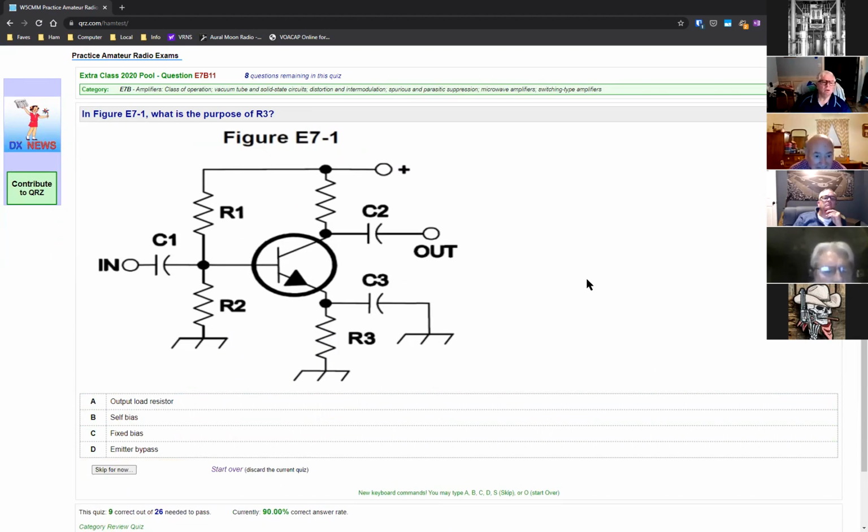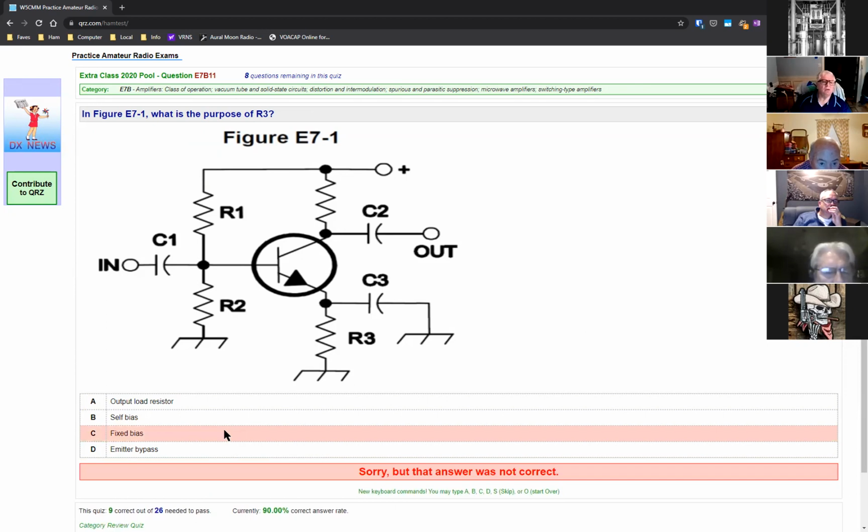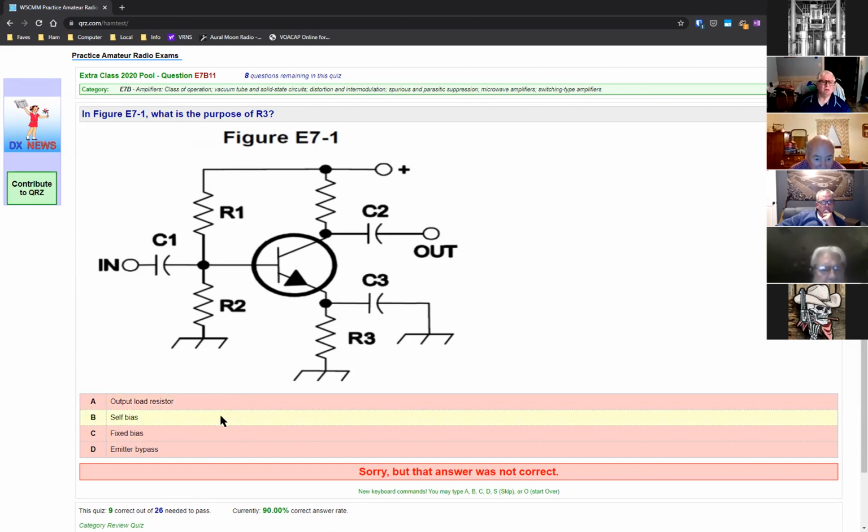Okay, what is the purpose of R3? C. B. It's A, output resistor. Well, that's on the emitter of the transistor. Okay. B. Can be self-biasing. D. Yeah, so it's going to be self-bias. Right, yeah.